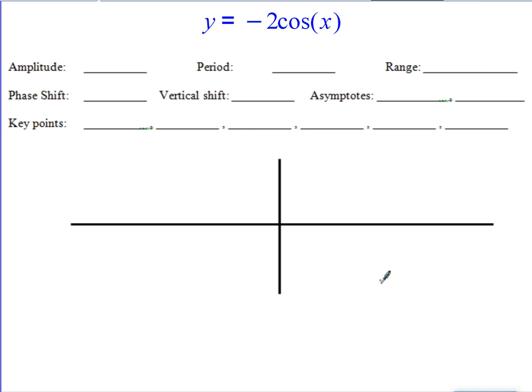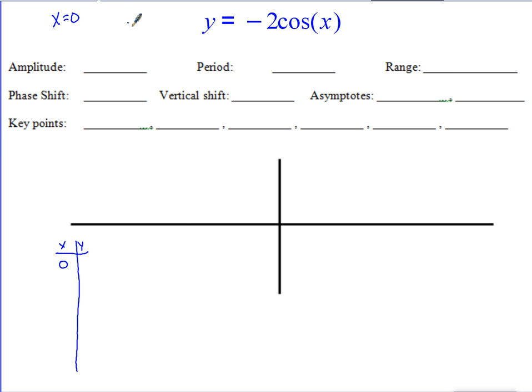So let's do one as an example. y equals negative 2 times cosine of x. My first key point would be bx minus c equals 0. In this case, the only thing that's there is x. So x equals 0 is my first key point. So I'm going to make my table. My first key point is 0.